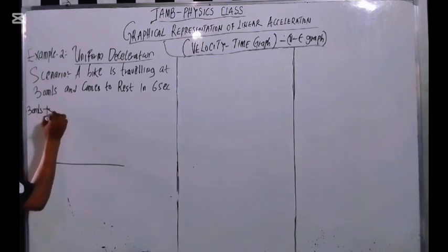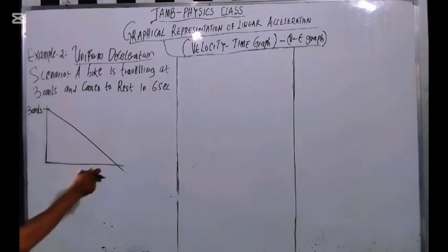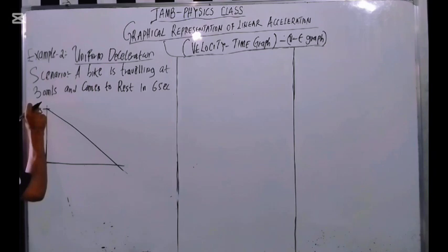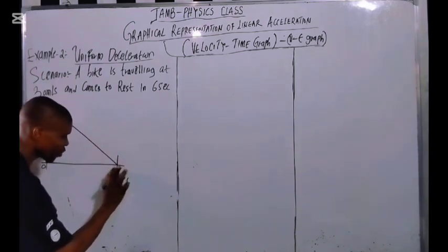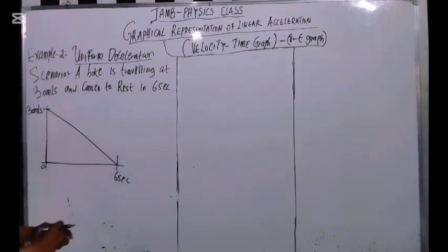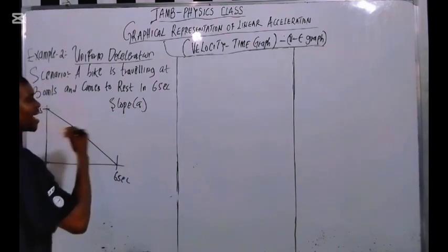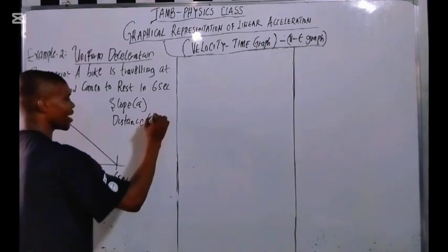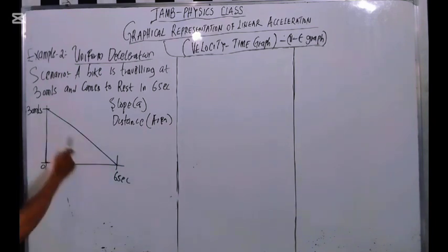And it comes to rest, that is, the velocity decreases to 0. Here is 0. It is traveling at this point here, and it comes to rest at 6 seconds. So now let's get the slope, which is the acceleration, and the distance traveled, which is the area, because the area of the graph is the distance traveled and the slope of the graph is the acceleration.